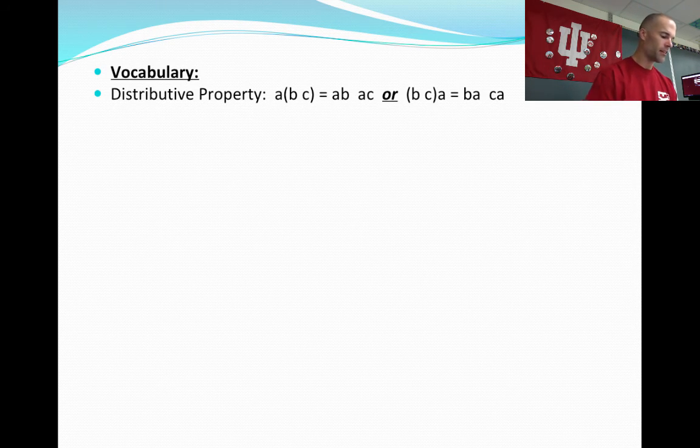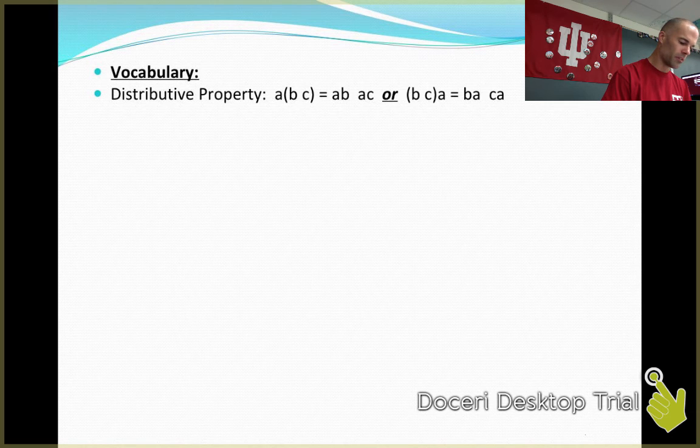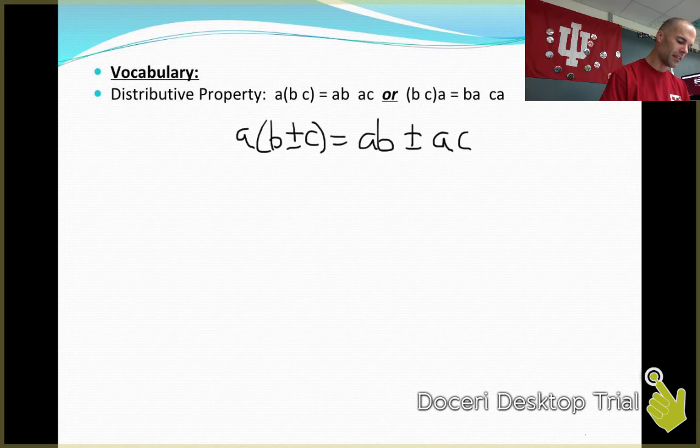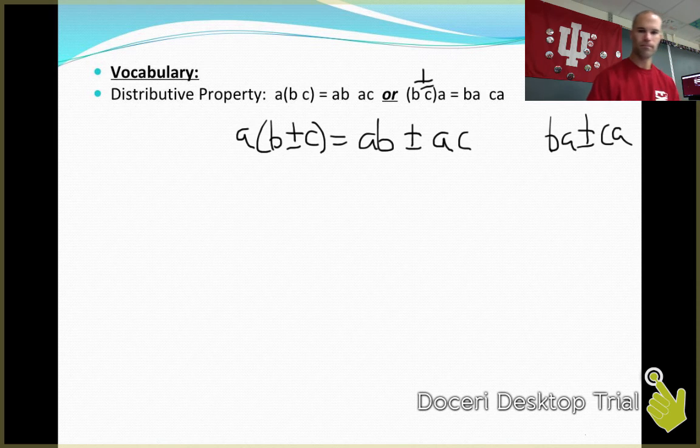So if we have A times the quantity of B plus or minus C, it's going to be the same thing as AB plus or minus AC. Or if you have the quantity of B plus or minus C times A, that would be the same thing as BA plus or minus CA.